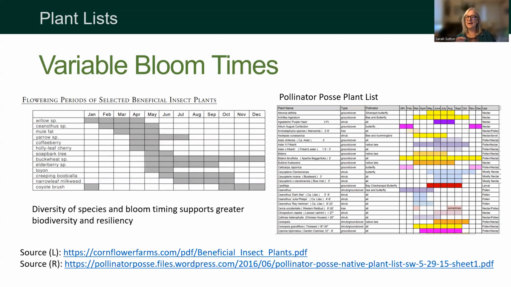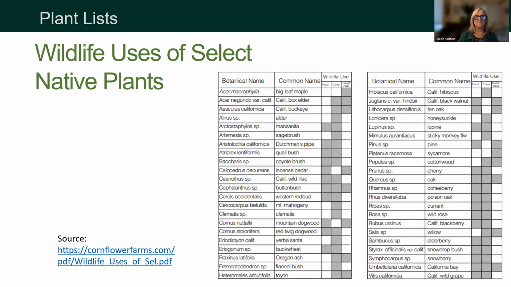It lists the bloom time and the color. It lists the pollinator. It lists the type of plant. And also on the far right is the use column, where it has nectar, shelter, pollen, and nectar. So you get an idea as you're developing your plant list, you're providing a variety of benefits to your garden and to the beneficials that come visit it.